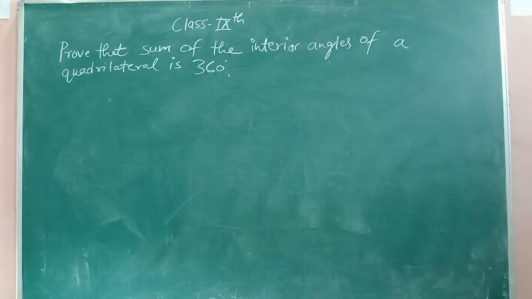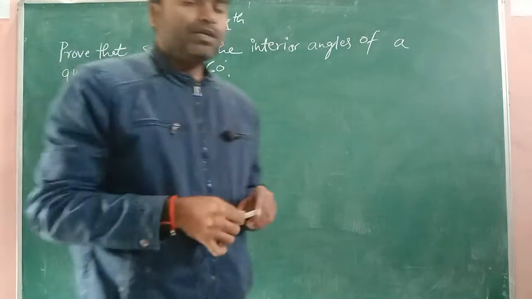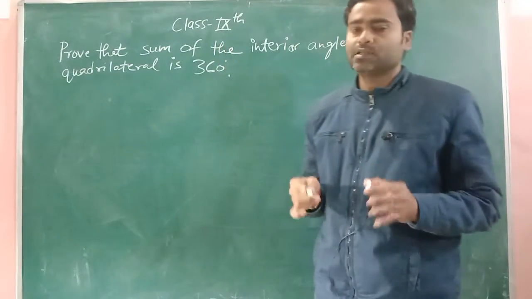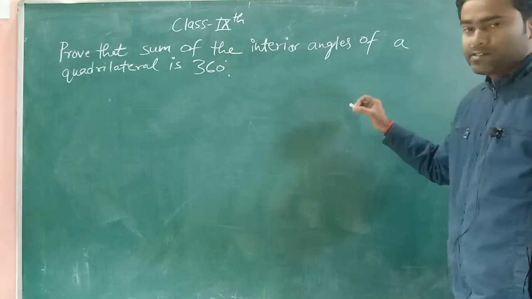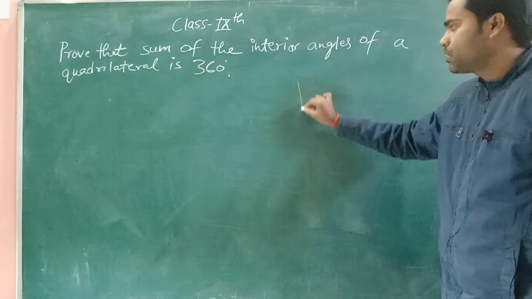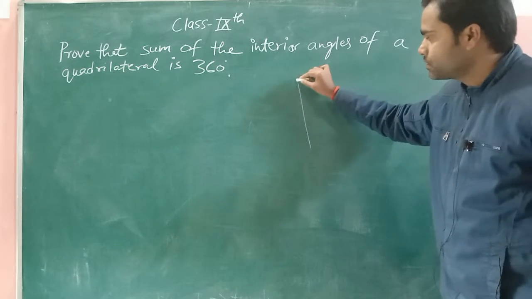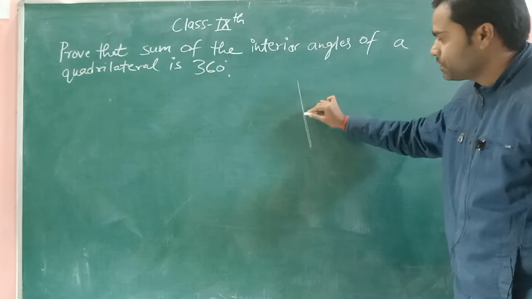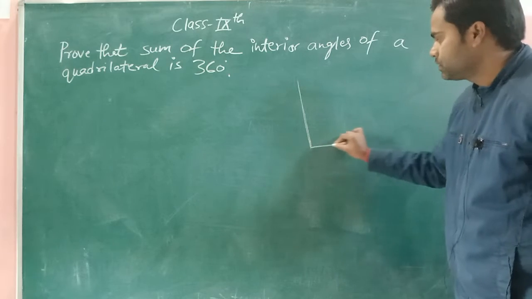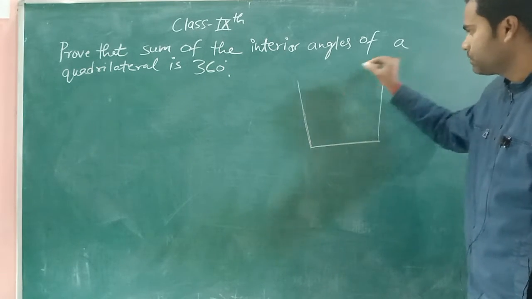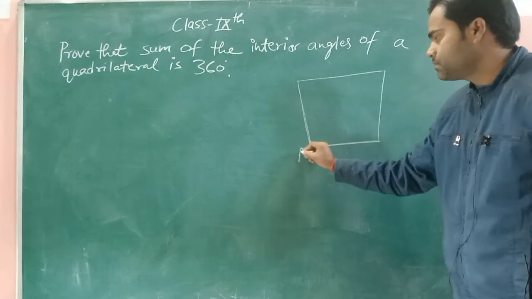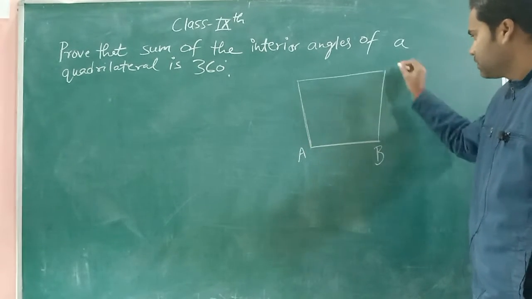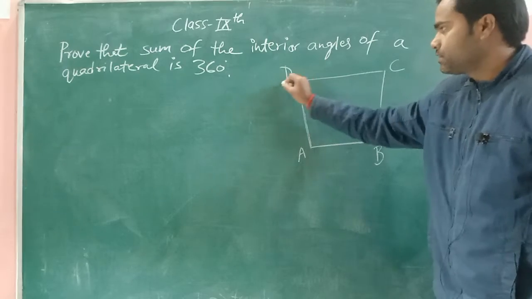So students, it is very easy to prove that the sum of interior angles of a quadrilateral is 360 degrees. Let us take a quadrilateral. A quadrilateral is a plane figure surrounded by 4 sides. So let us take a quadrilateral ABCD with a base AB. ABCD is a quadrilateral.